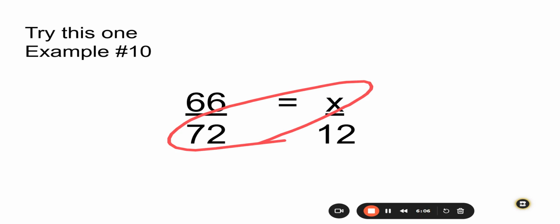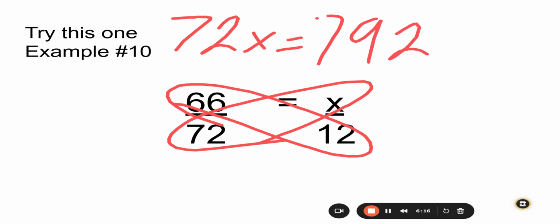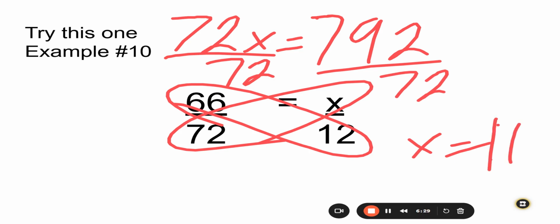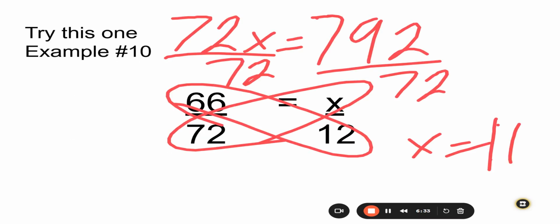All right, 72 times x gives me 72x. 66 times 12, that one I don't know off the top of my head, 792. All right, now I divide both sides by 72. So then x equals 11. It's hard to write on the screen, y'all. All right, ignore this part right here.